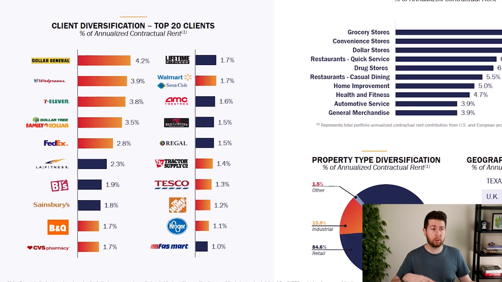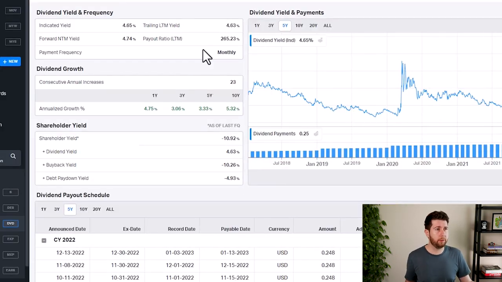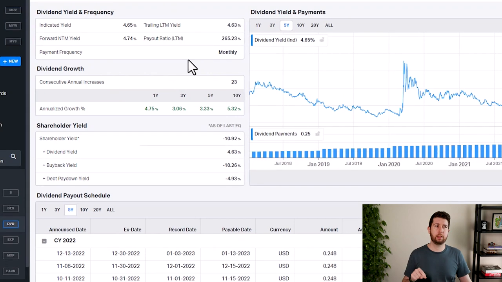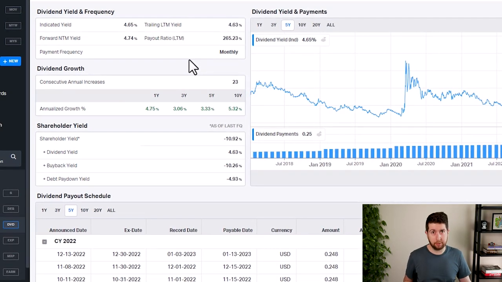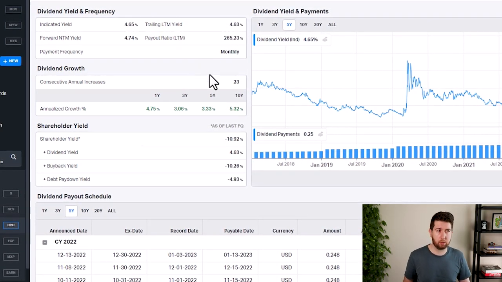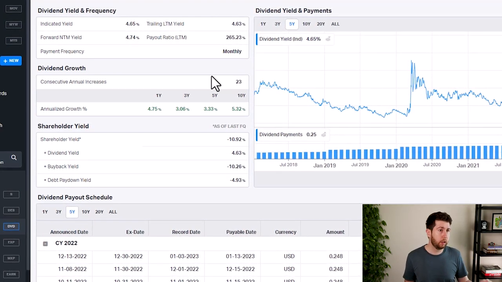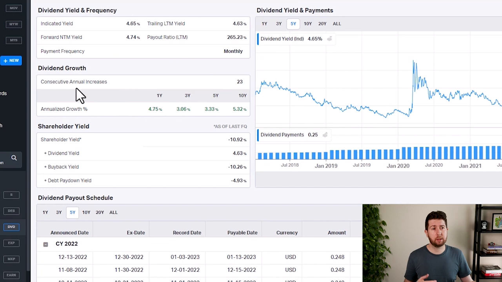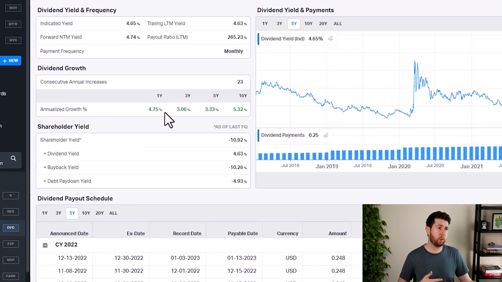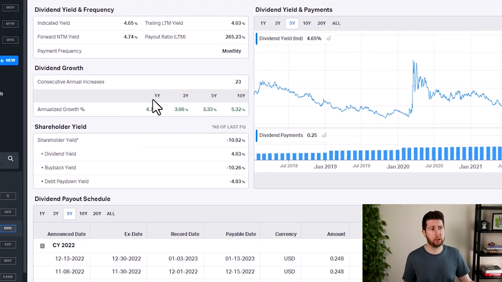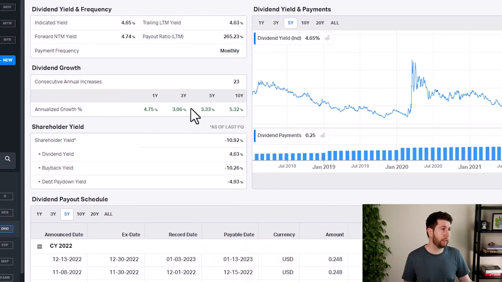But let's talk about numbers. So let's again go on Koyfin. This company is a dividend aristocrat, increasing the dividend for 23 years in a row, much higher than the 15 years that was my target, with quite decent annualized growth of 4-5%, depending on which year we take into account.